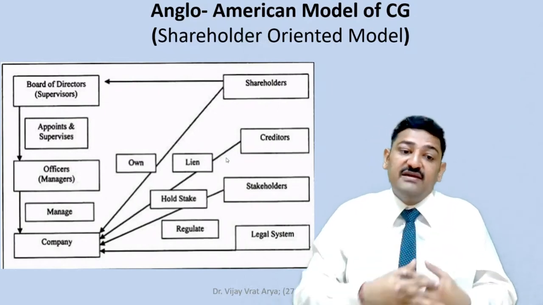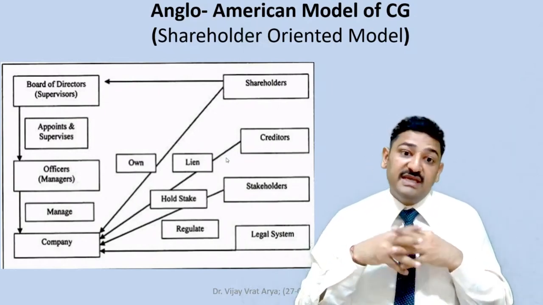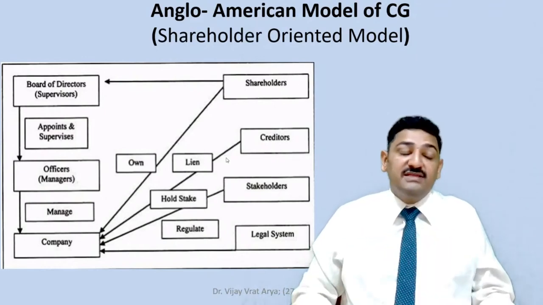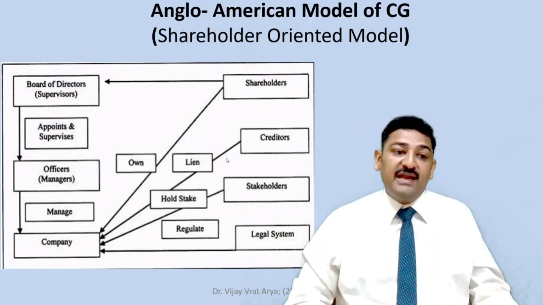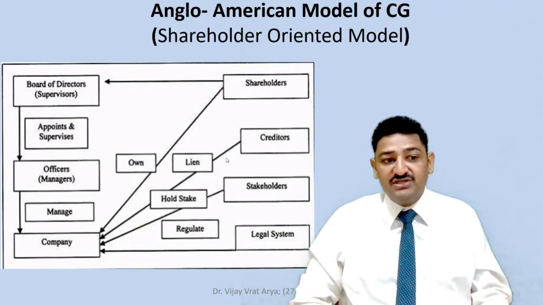Similarly, the other important stakeholders have a stake in the company, and most important, the shareholders are the real owners of the organization. They nominate the board of directors, who are supervisory, and this board subsequently appoints and supervises the middle level managers.